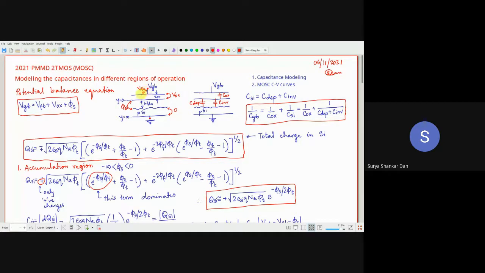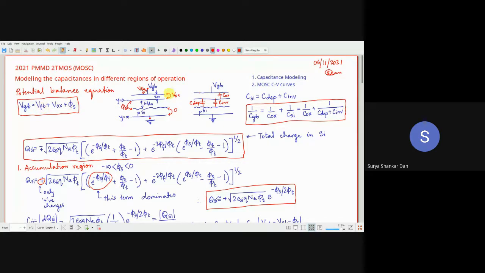It's not exactly between this metal terminal and the poly. It will also include some of the defects in the oxide, as well as the defects trapped at the interface on the semiconductor side as well. So I'm not going into so much detail here, but there is some drop, which is the zero error, VFB. That is the term that enters the potential balance.